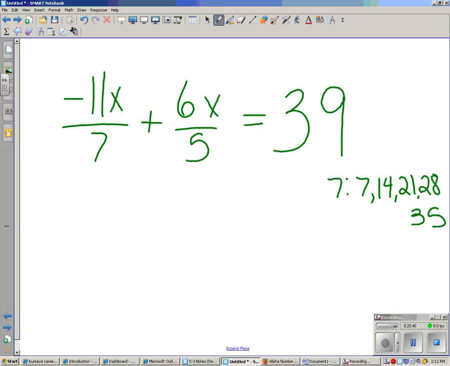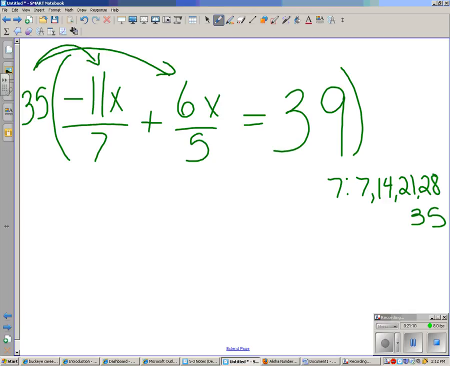Now, look at 5. Does 5 go into 7? Does 5 go into 14? 21, 28, 35. Okay, so the lowest one is 35. So I'm going to multiply this whole thing by 35. Go ahead and do that at your seat while I do it at the board. I want to see you write this down.